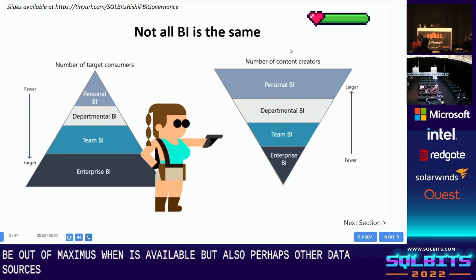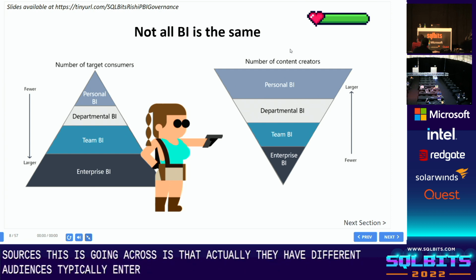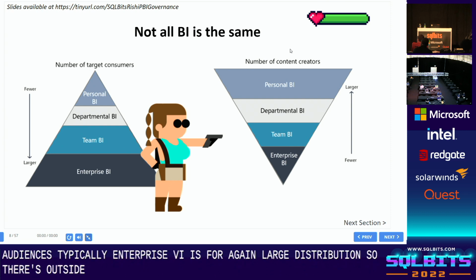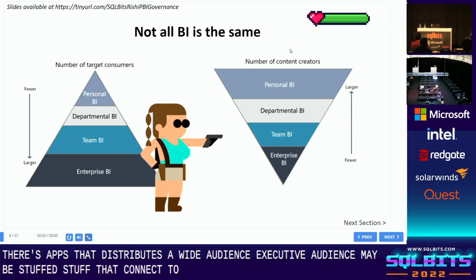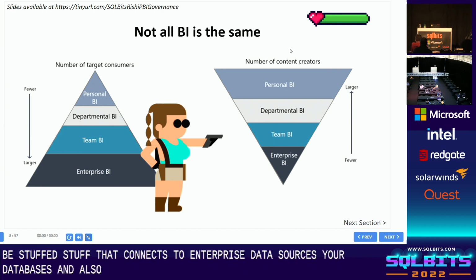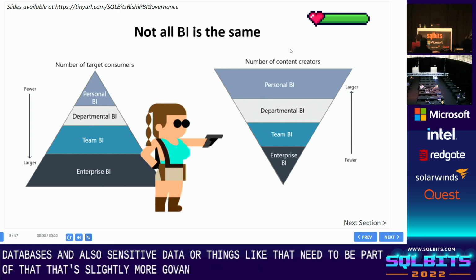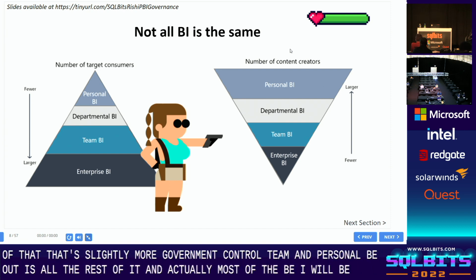What this is getting across is that they have different audiences. Typically, enterprise BI is for large distributions, so those apps that are distributed to a wide audience, an executive audience, maybe stuff that connects to your enterprise data sources, your databases, and also perhaps sensitive data that needs to have that slightly more governed control. Team and personal BI is all the rest of it.